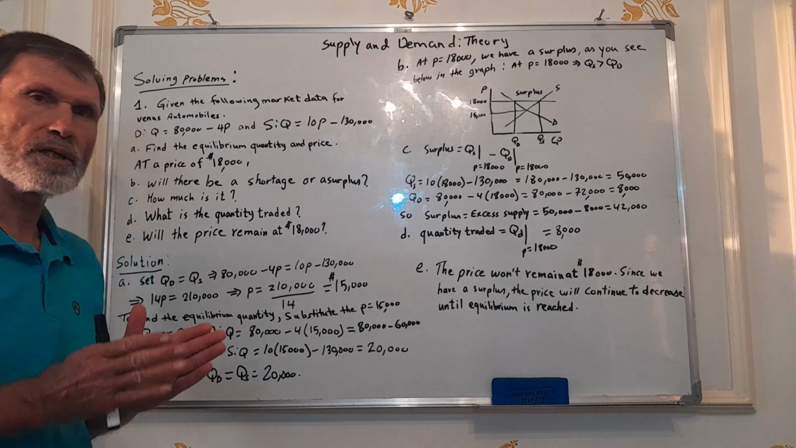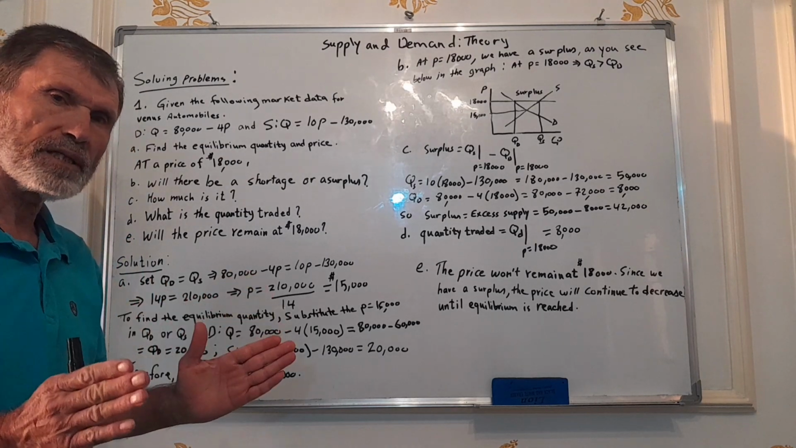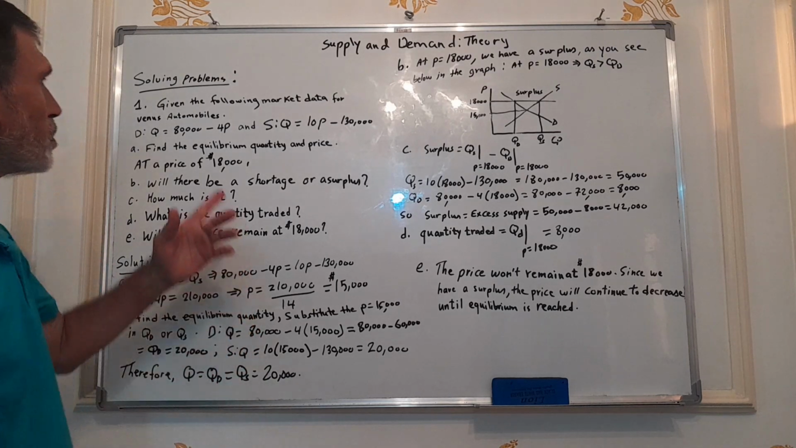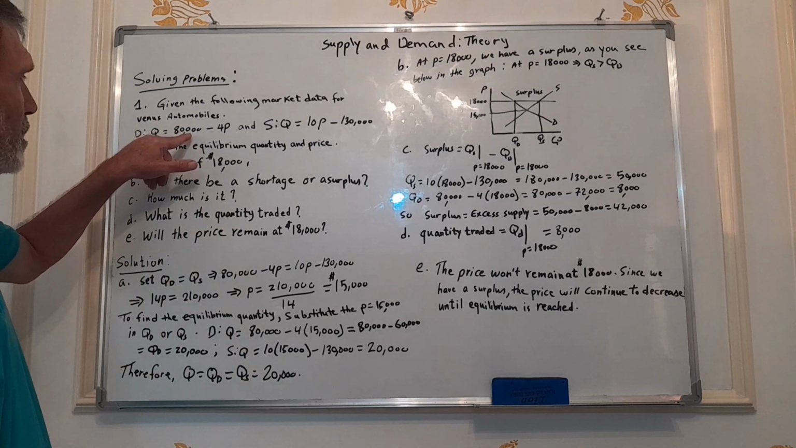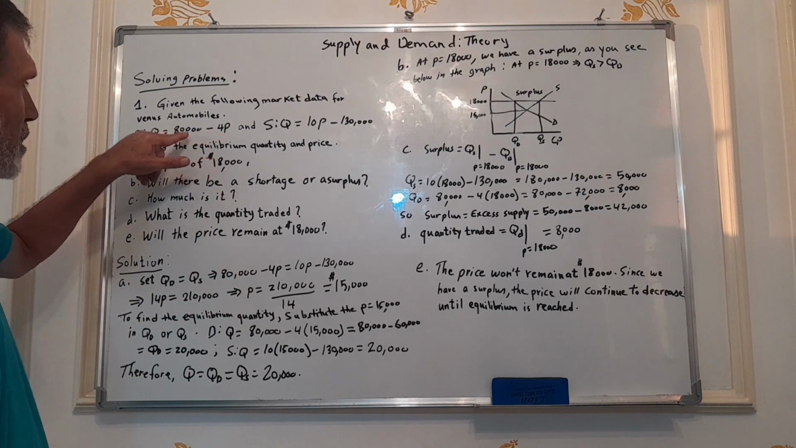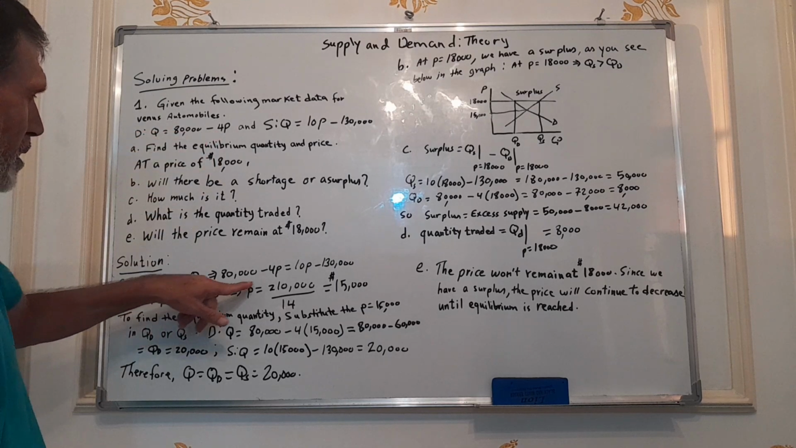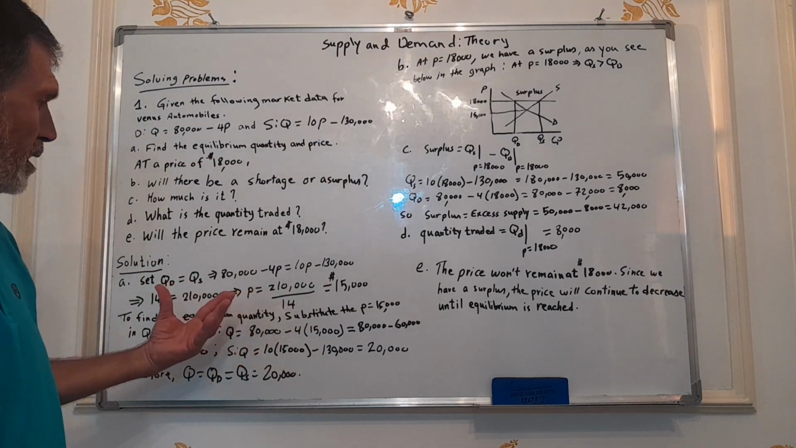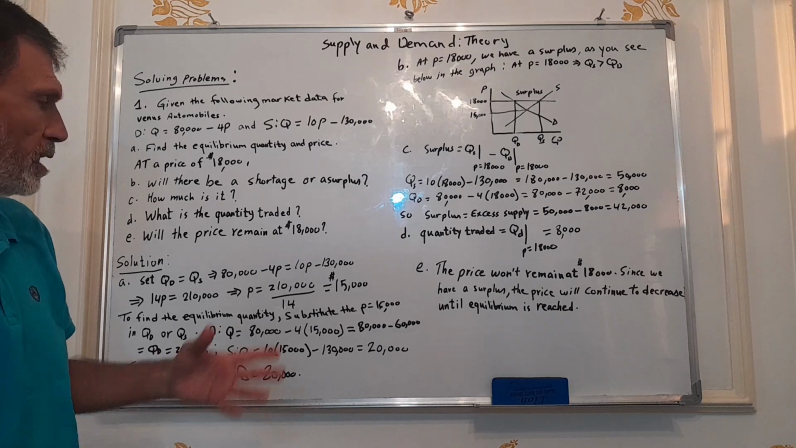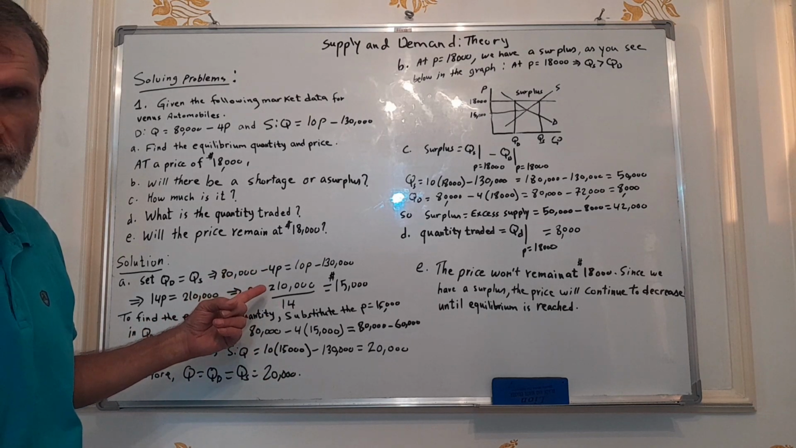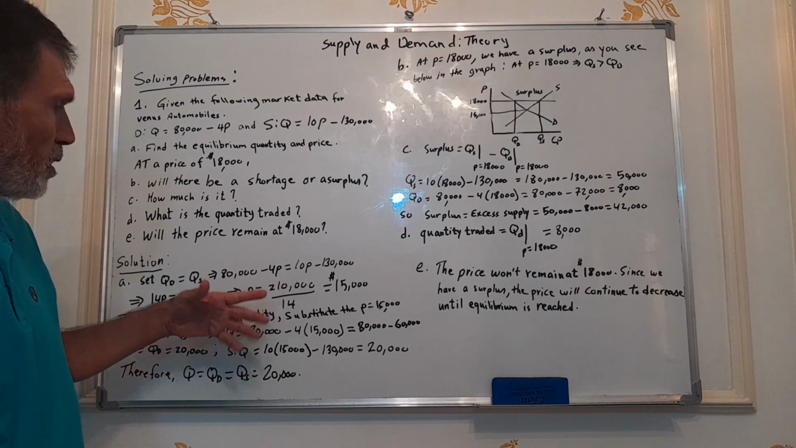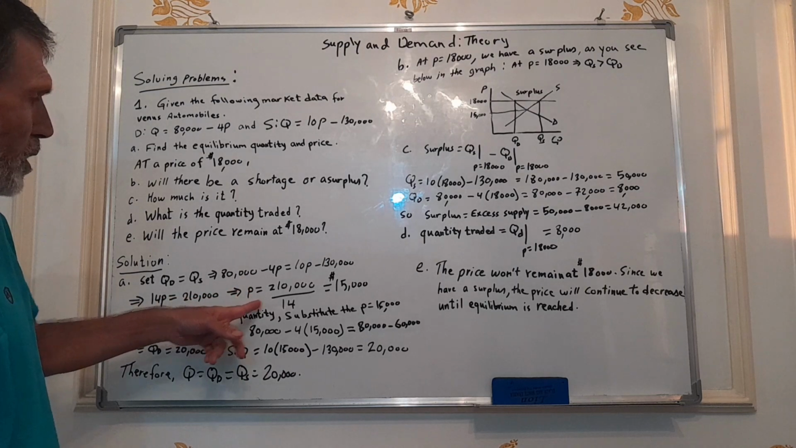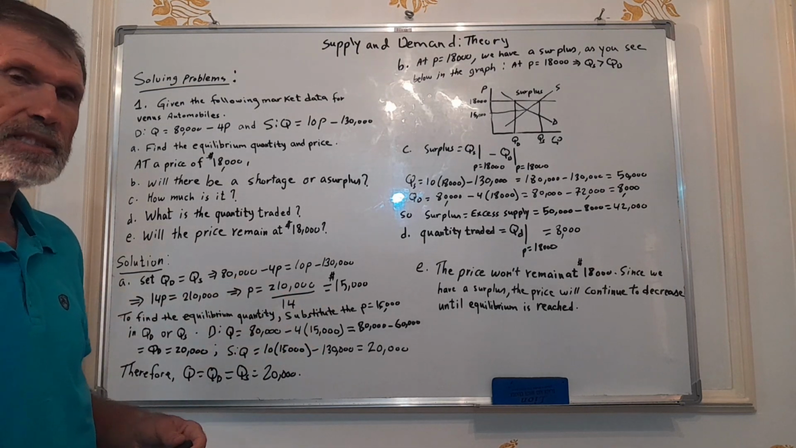To find the equilibrium quantity and the price, we set the quantity demanded equal to quantity supplied. So the quantity demanded, 80,000 minus 4P, equals 10P minus 130,000. When we set them equal to each other, we have only one variable to calculate, which is the price. Simplifying the equation, we come up with P equals 15,000. So this is the equilibrium price.